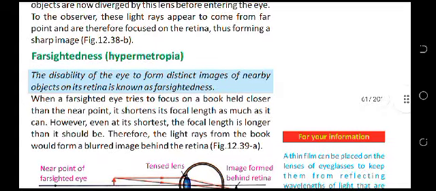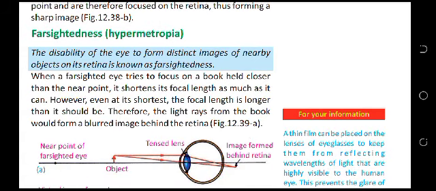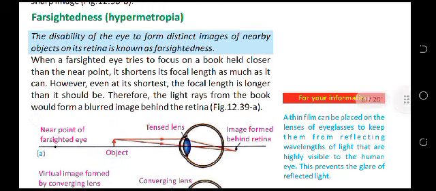Farsightedness, hypermetropia. The disability of the eye to form a distinct image of a nearby object on its retina is known as farsightedness. When a farsighted eye tries to focus on a book held closer than the near point, it shortens its focal length as much as it can.